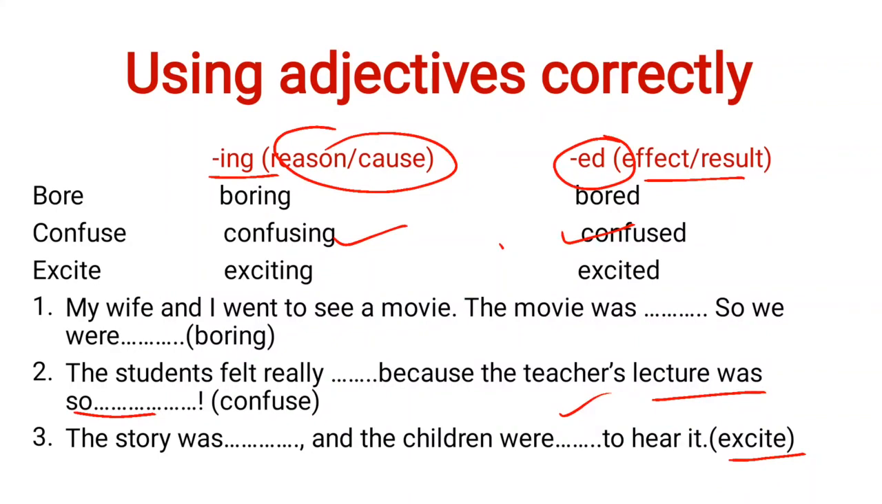In the first sentence, the reason of getting bored was the boring movie. Similarly, in the second example, the reason of being confused was the confusing lecture, and the reason why children were excited was the exciting story. I hope now you have understood adjectives and their correct usage in sentences.